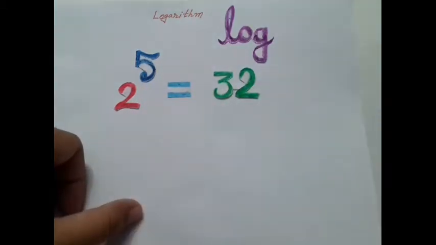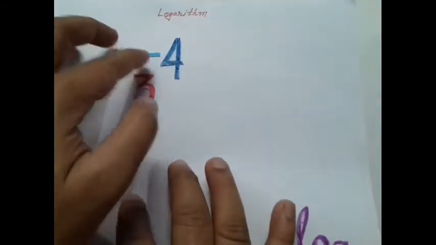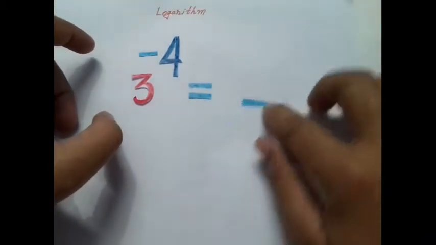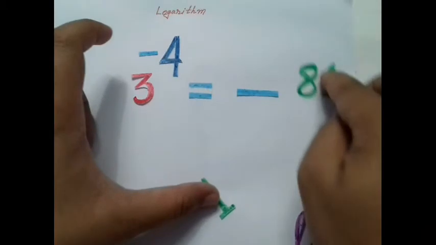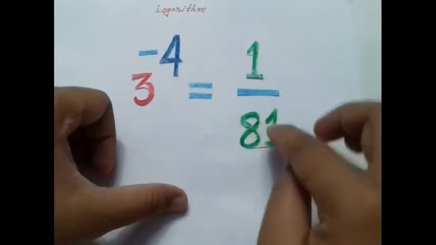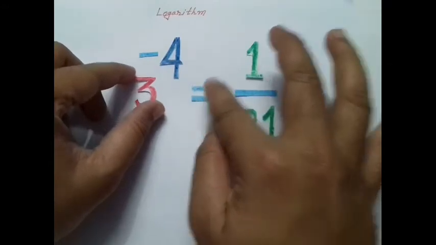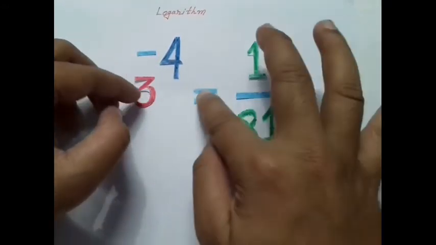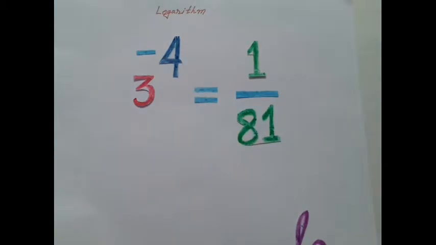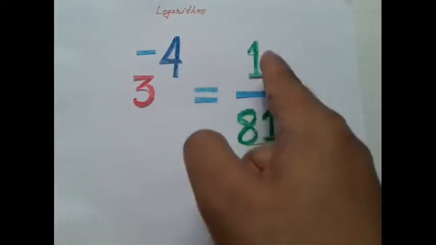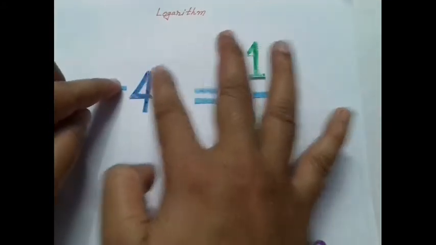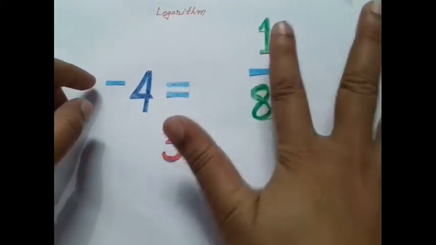Now we have to take another example. We have 3 to the power minus 4, and 3 to the power minus 4 equals 1 by 81. You can calculate yourself. Here 3 is the base and minus 4 is the power. So if I want to write minus 4 in terms of 3 and 1 by 81, that time I have to use log.